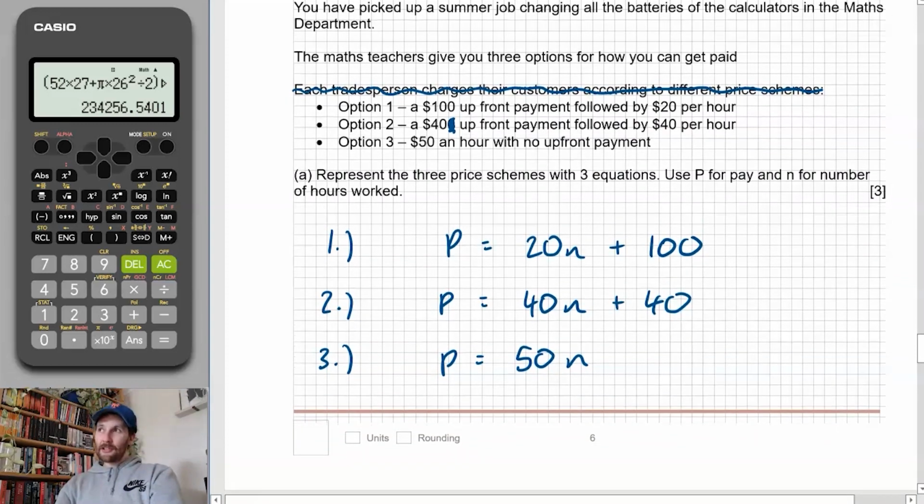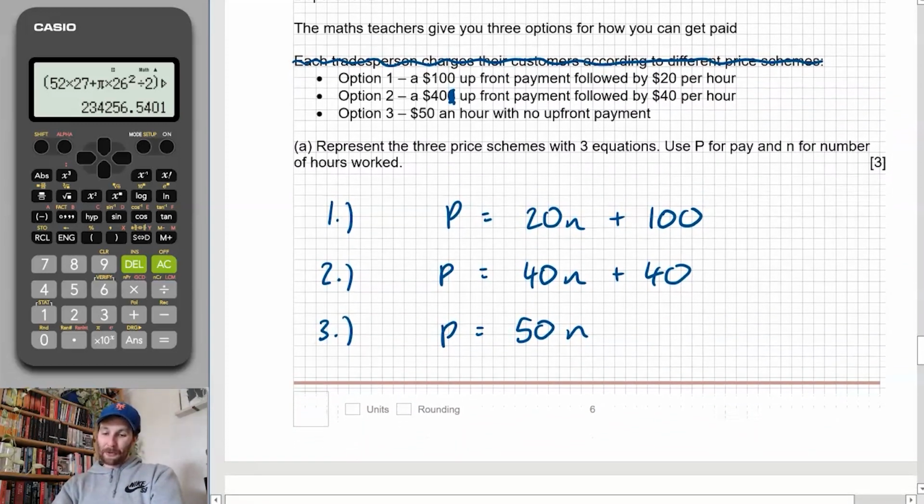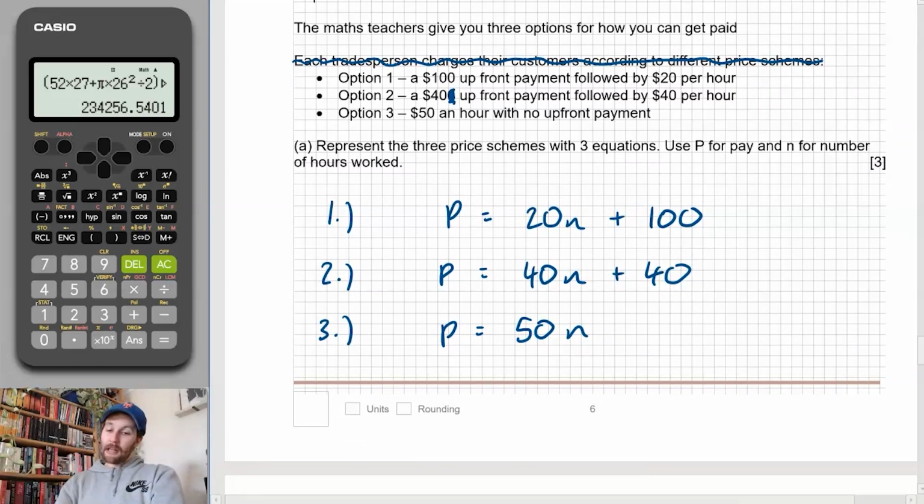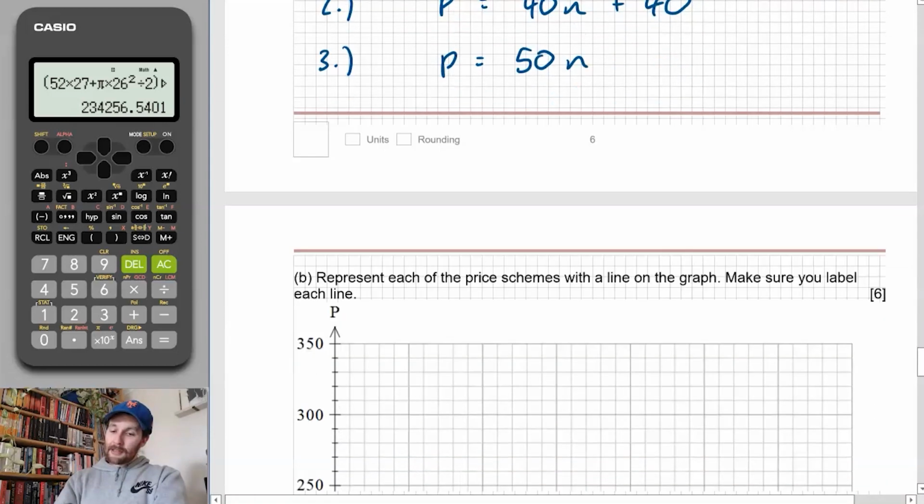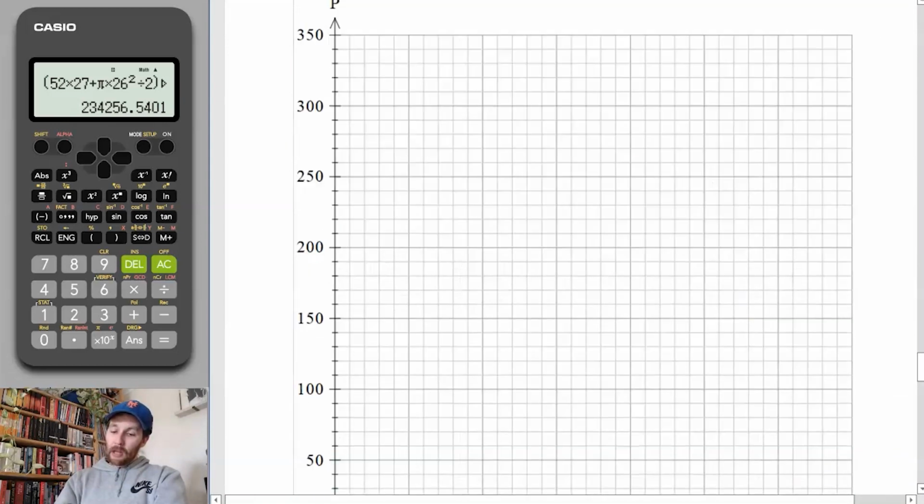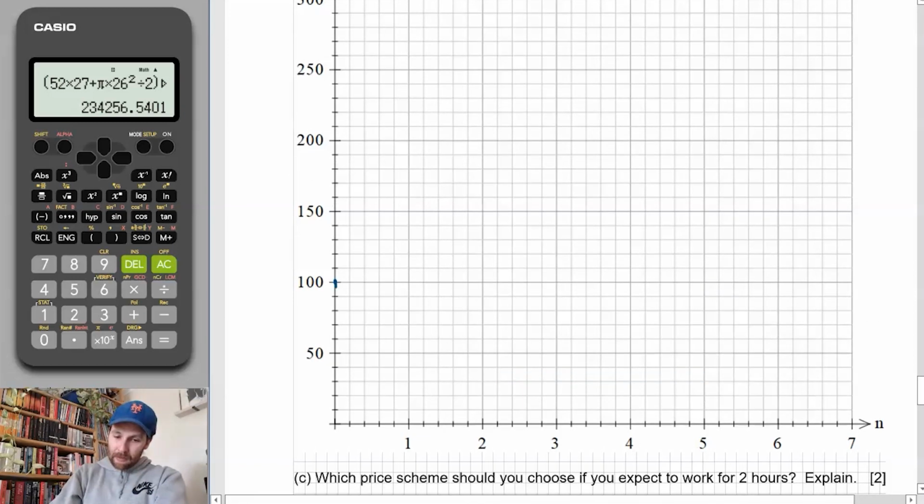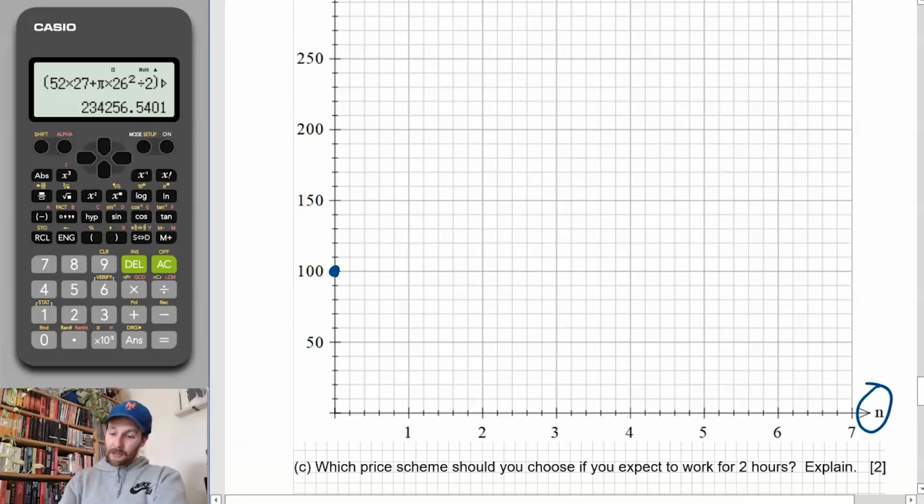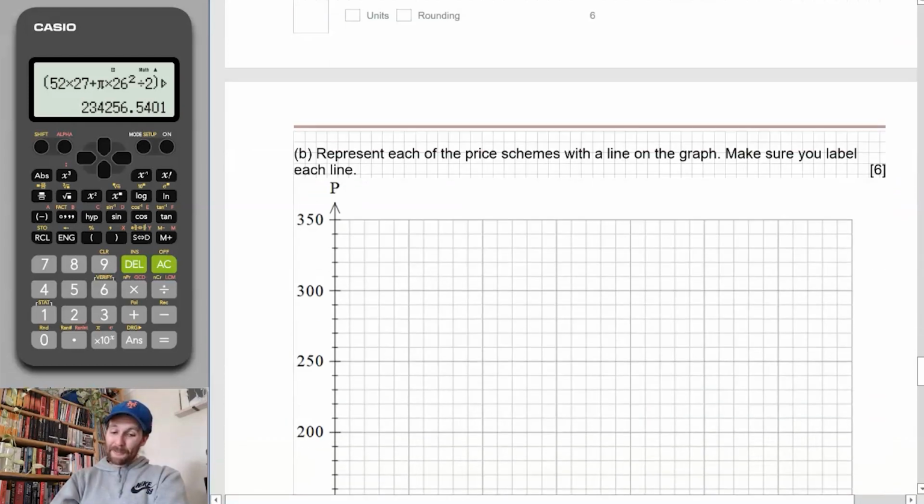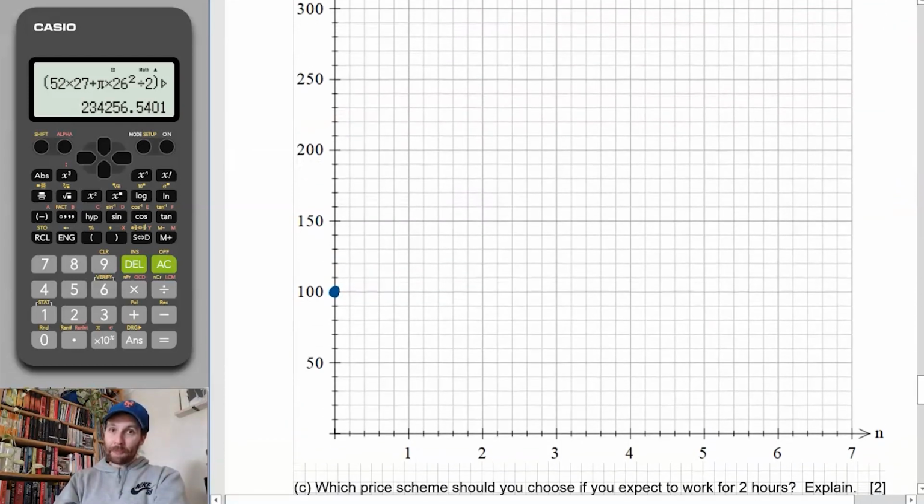I just straight up refuse to draw these 3 without a ruler, but I'm going to show you how you might plot, let's say, the first one at least. So the first one, it's $100 as an upfront payment, and then $20 for the number of hours that you work after that. So we've got $100 just for showing up on the day. So after 0 hours worked, we're on a pay of $100. It's pretty good. And then that's going to increase by 20 for every hour that you work.